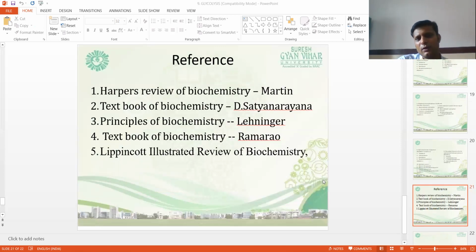That is all about the references which can be used to study more about glycolysis. So just to summarize, glycolysis is a chain where there is a conversion of glucose into pyruvate or lactate. If oxygen is present, it is called aerobic glycolysis with the end product of pyruvate, whereas when oxygen is absent, the glucose is converted into lactate.